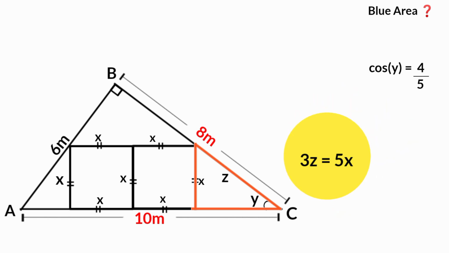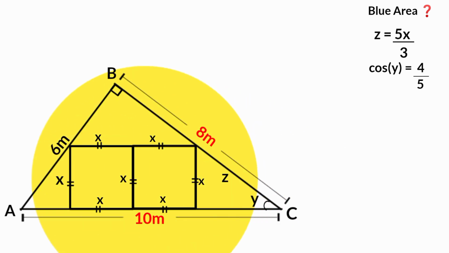So 3z equal to 5x. Dividing both sides by 3, here 3 cancels 3, so z equal to 5x over 3. We keep it aside. Now if you come here, without being told, you know that this and this side are parallel because they are both sides of a square. Since the angle between this and this side is y, this angle must also be y.